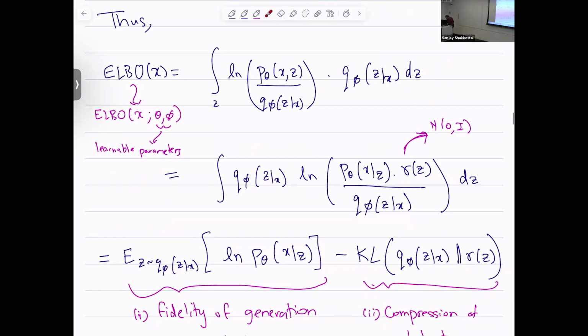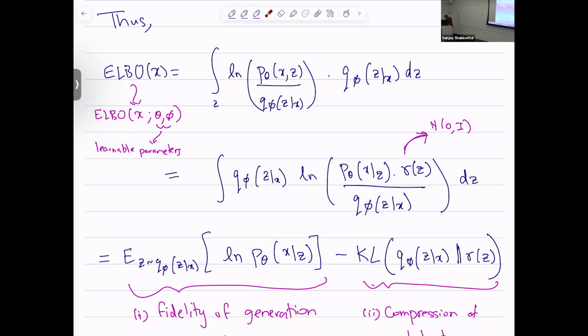Okay. In which case, now you can write this as the following. You can write it as this alone, one integral, which is nothing but the expected value of log p theta, with the conditioning taken with respect to z down here. So x is fixed, z is the random variable. So it's a weird thing here, okay? And you're sampling z from this distribution. So this is the first term, okay? And I will argue that this is about the fidelity of generation.